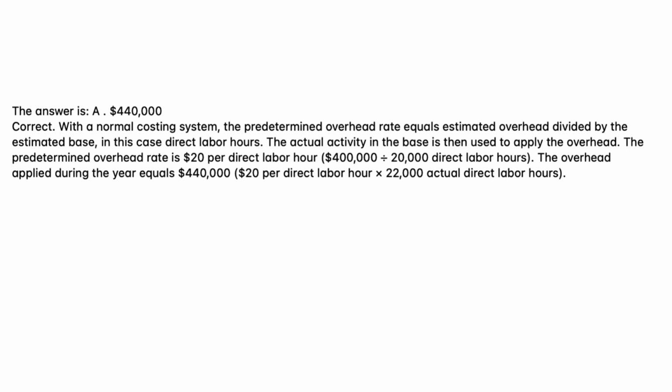$440,000. Correct. With a normal costing system, the predetermined overhead rate equals estimated overhead divided by the estimated base, in this case direct labor hours. The actual activity in the base is then used to apply the overhead. The predetermined overhead rate is $20 per direct labor hour, $400,000 divided by 20,000 direct labor hours. The overhead applied during the year equals $440,000, $20 per direct labor hour times 22,000 actual direct labor hours.